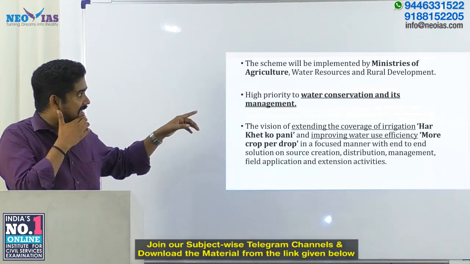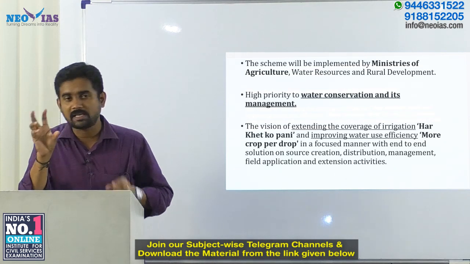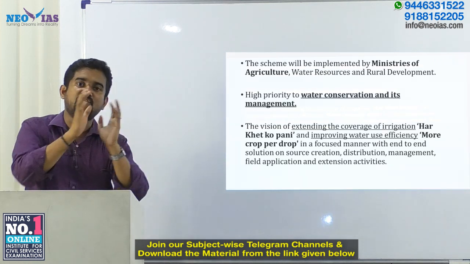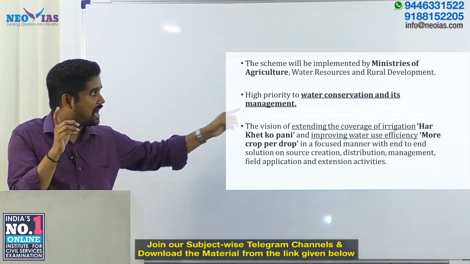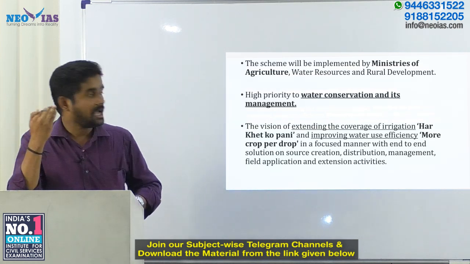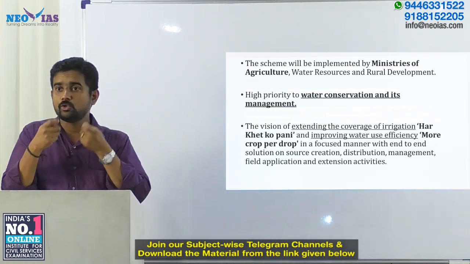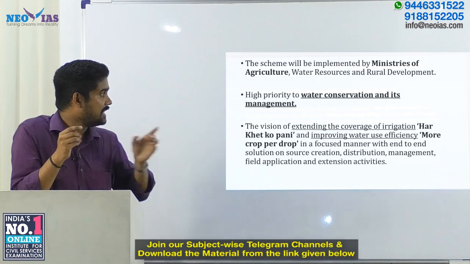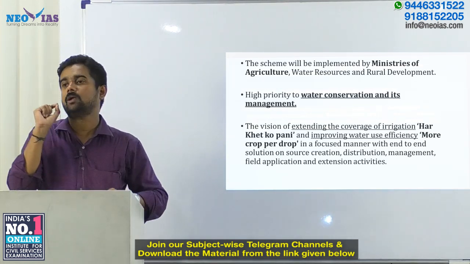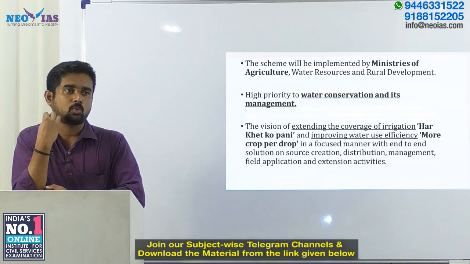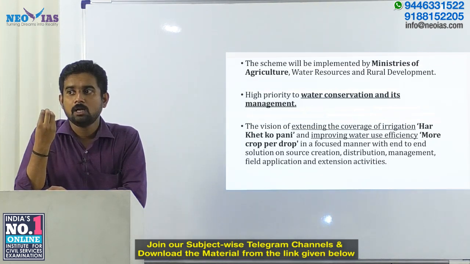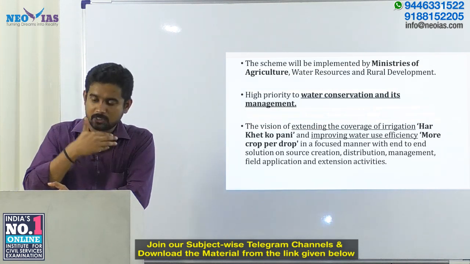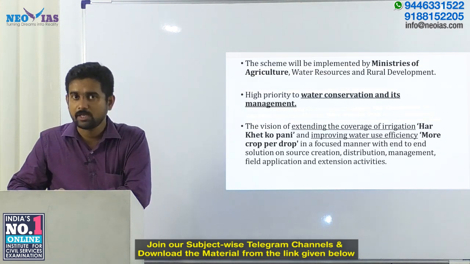Then, the vision of extending the coverage of irrigation. So, the two key angles through which this scheme is planning to address are, one, extending the coverage of irrigation, which is known as Har Khet Ko Pani, and also improving water use efficiency. Improving the efficiency of water usage is also being focused upon, and that is known as more crop per drop. So, through sprinklers etc., through those technological mechanisms, ensuring that a drop of water is benefiting more crops has also been envisaged under the Pradhan Mantri Krishi Sinchayee Yojana.